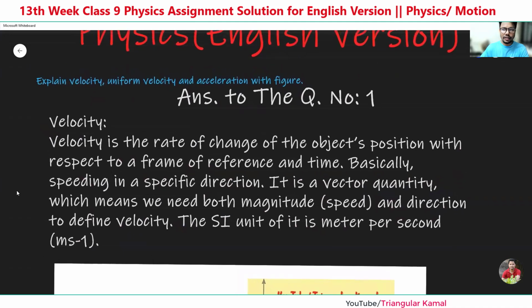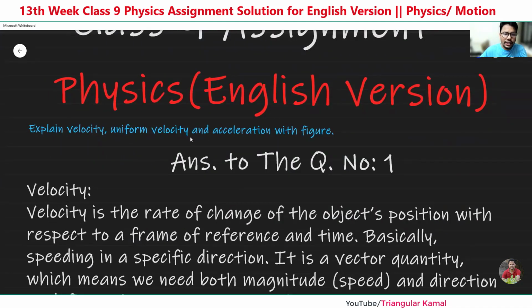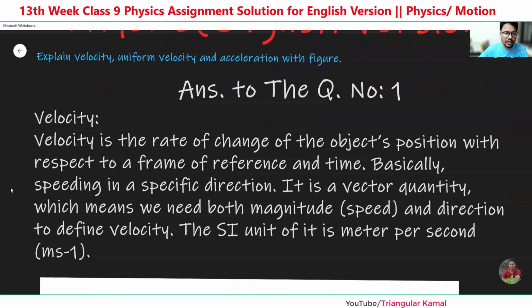So first question's answer. Here the first question: explain velocity, uniform velocity and acceleration with figure. First we have to define what velocity is, then we will explain with the figure. Velocity is the rate of change of the object's position with respect to the frame of reference and time. Basically, it is speed in a specific direction. It is a vector quantity, which means we need both magnitude, or speed, and direction to define the velocity. The SI unit of it is meter per second, and formally you write it as m s inverse 1. So this is the unit of the velocity, m s^-1.